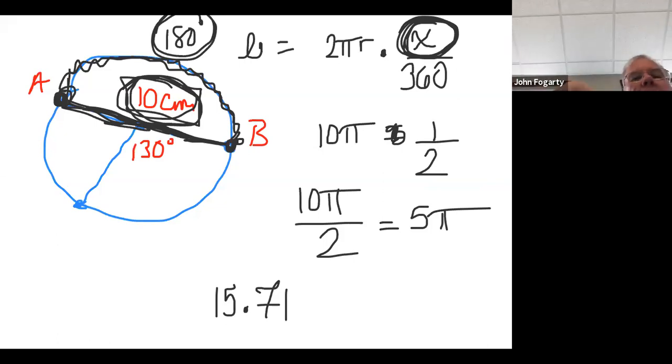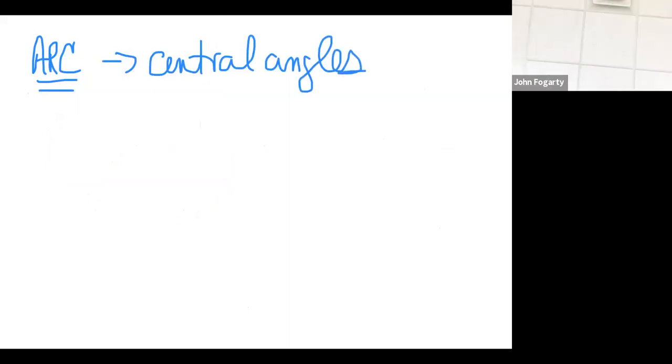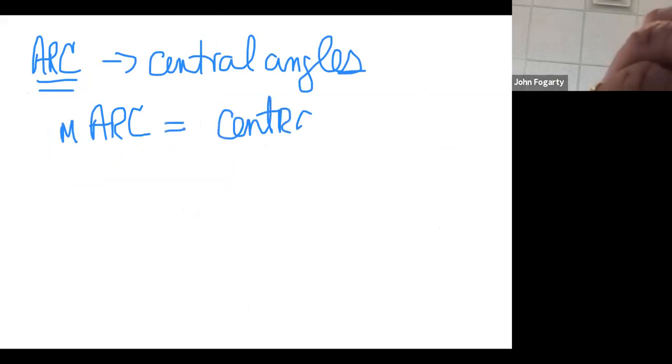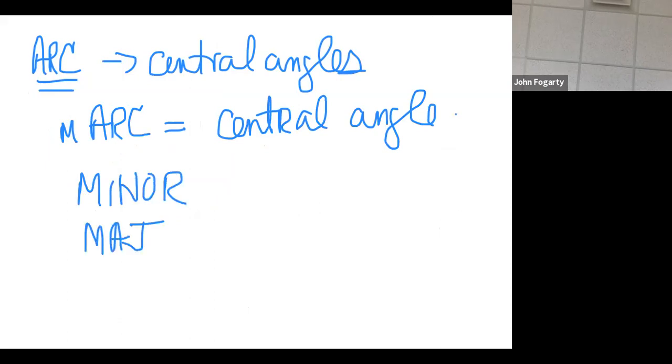So, big takeaways from today. You need to know the idea of an arc. An arc is cut by a central angle, right now we only have central angles. And the measure of an arc is always equal to the measure of the central angle that cuts it. Now, an arc could be minor, it could be major, it could be a semicircle.